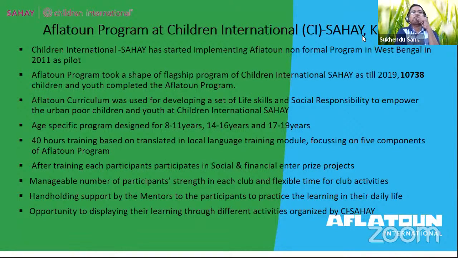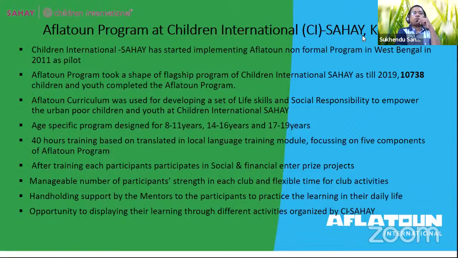It has basically become a flagship program at Children International SAHAY, because till 2019 we have reached 10,738 children and youth in the Aflatoun program. Its local name is Uddog, and it has taken shape because children enjoy the program. There are a lot of games, a lot of activities, it is an activity based program, and there is a lot of flexibility in the program. That's why children really enjoy participating in this program.